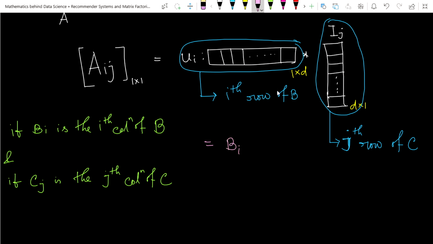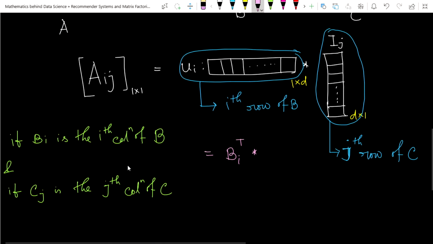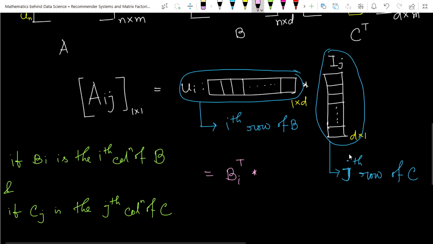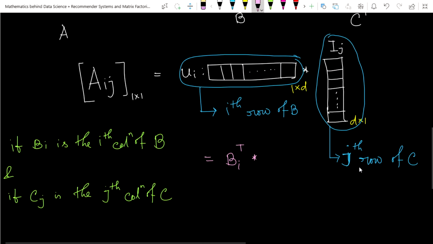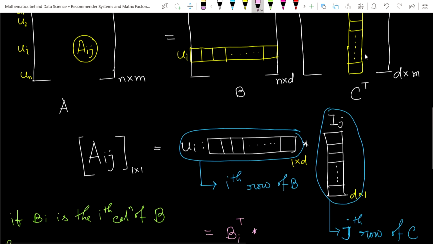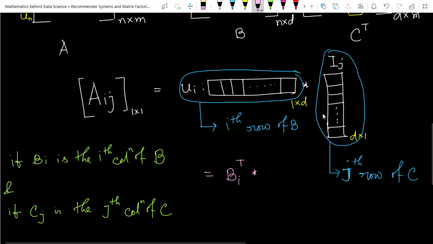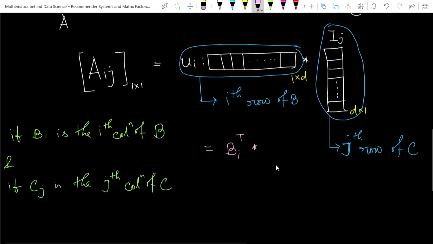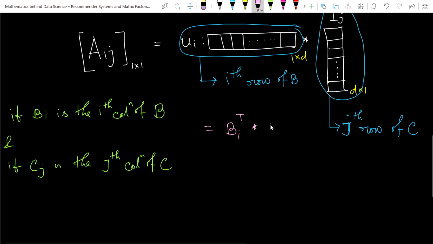This is the ith row of B, and bi is the ith column of B. If we convert this column into a row, it will be bi transpose. And if Cj is the jth column of C, then this thing is the jth row of C. So these things will be simple.